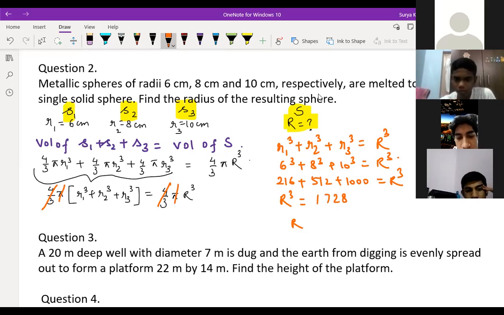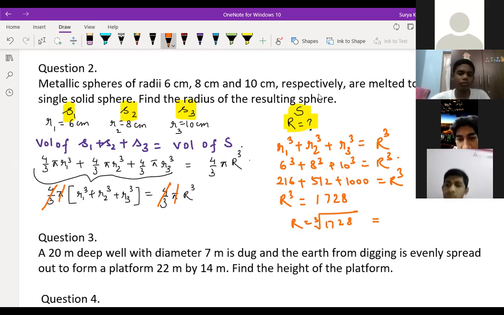So what is R? Cube root of 1728. Is it 12? Yes, sir. Answer is 12 centimeter. Like this only you should do, children. Okay, try to make it easier.